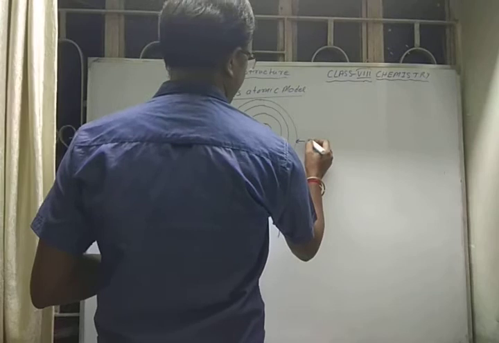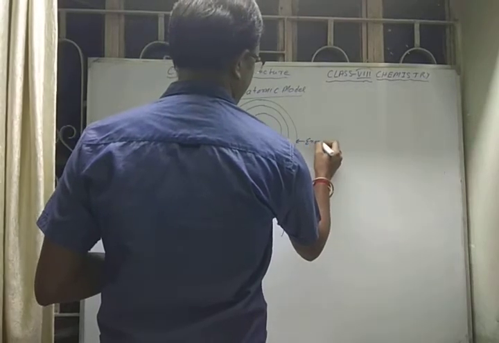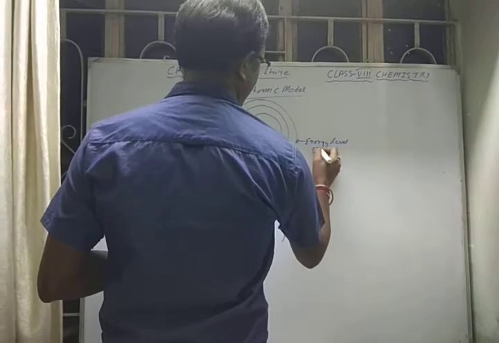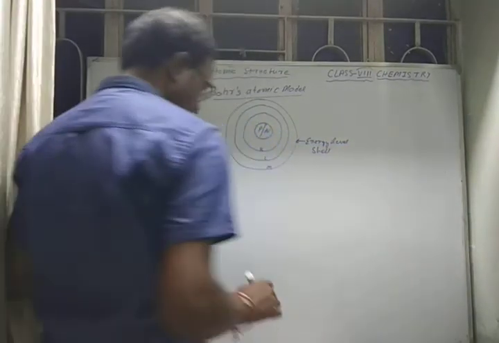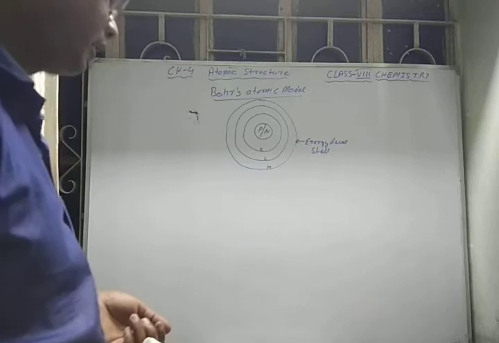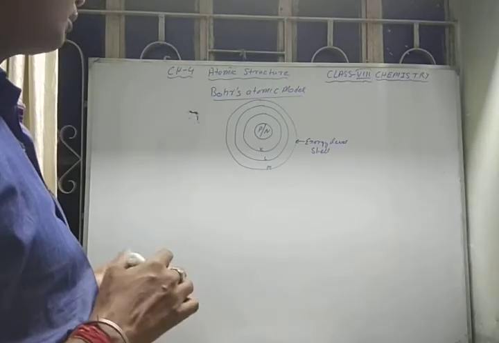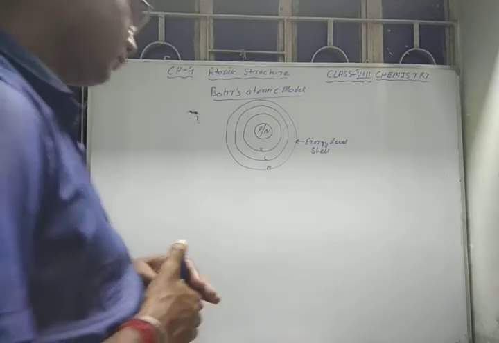And these are called energy levels, or sometimes we also call them shells. So we have seen these things in our previous classes. Now, what are the features of Niels Bohr's atomic model?